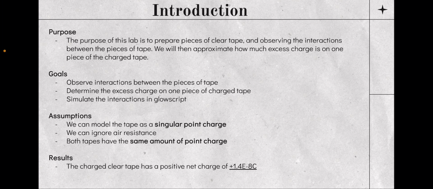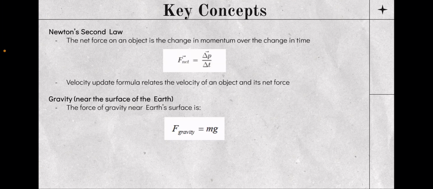Some of the assumptions we can have going into this lab are that the tape can be modeled as a singular point charge, we can ignore air resistance, and that both tapes have the same amount of point charge. To summarize the results, we found that the charged clear tape has a positive net charge of 1.4 times 10 to the negative 8 coulombs.